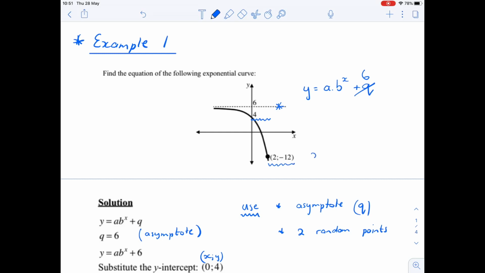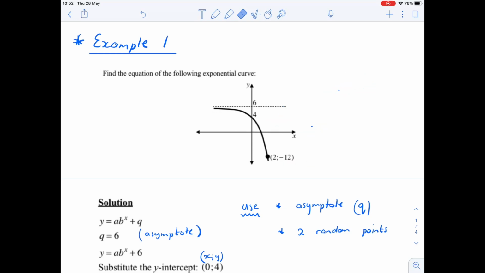Remember, points to substitute are always very useful because we then have an x and a y that we can sub in. Now, one little comment before we go to the solution is always substitute the y-intercept first before we substitute this other random point, because the interesting thing is that would be the point 0, 4. And the fact that x is 0 and I put it there, anything to the power 0 is 1. And so in a way the b cancels out because b to the 0 is just 1, whatever b is. So that's why we always substitute the y-intercept first. Okay, I hope you followed that.